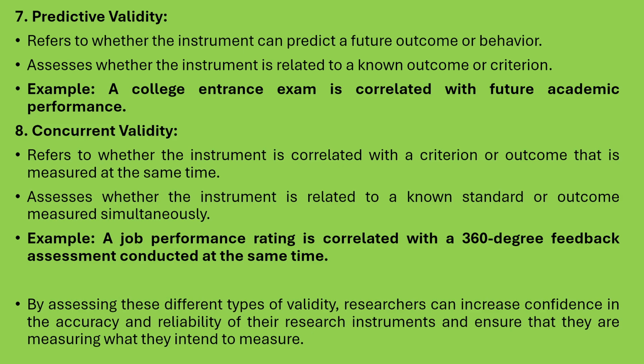And the eighth category is called concurrent validity, and it refers to whether the instrument is correlated with a criterion or outcome that is measured at the same time, and it is used to assess whether the instrument is related to a known standard or outcome measured simultaneously. An example can be a job performance rating that is correlated with a 360 degrees feedback assessment conducted at the same time.